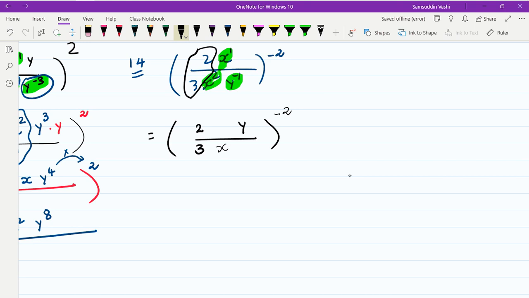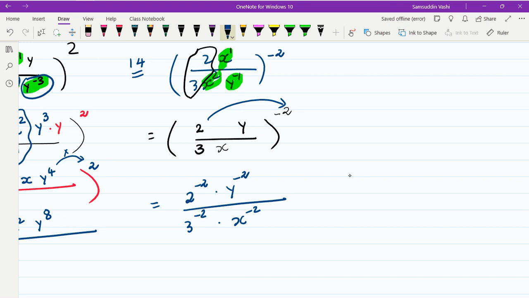Okay, negative power was there. Right. So 2 to the power of negative 2, how much? No, it's 2 to the power of negative 2. It's not negative 4. Y to the power of negative 2, 3 to the power of negative 2, and x to the power of negative 2. Right. Every member inside the bracket will take that power. It doesn't matter, negative or positive.